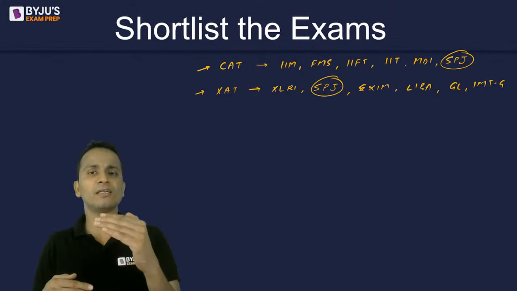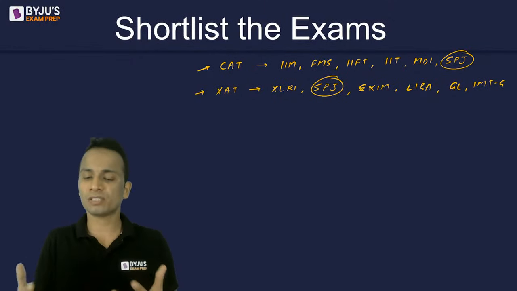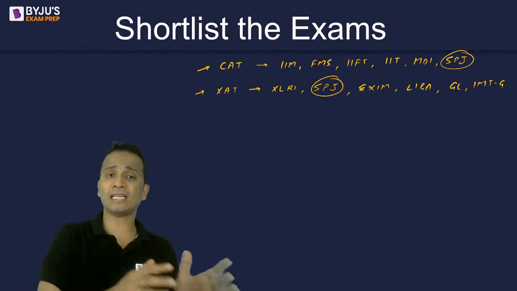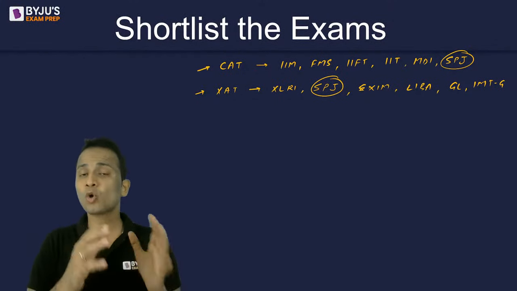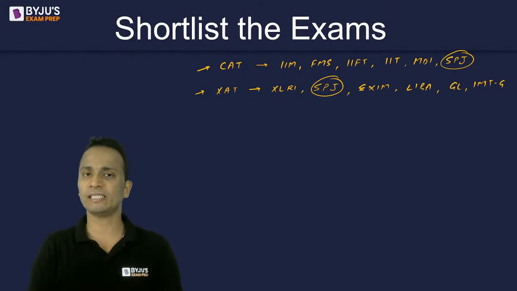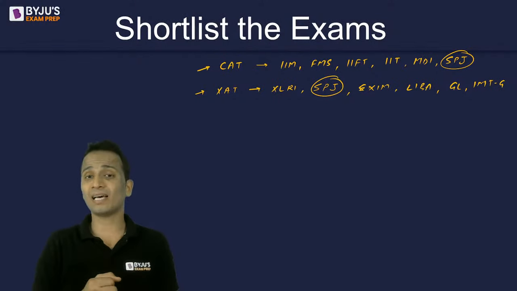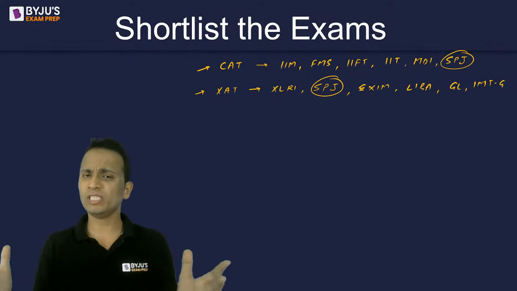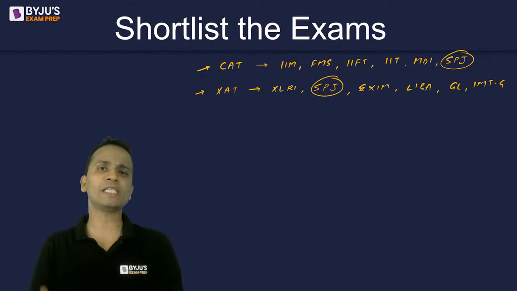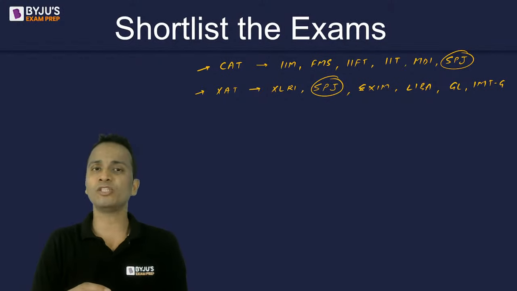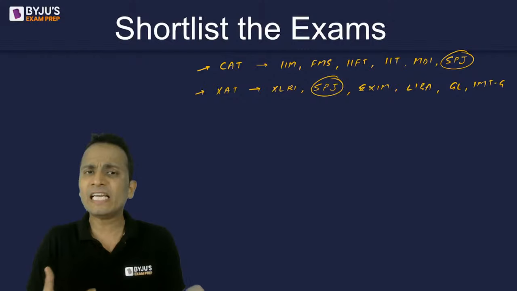So between CAT and XAT there might be some overlap of colleges, but I can say that XAT is the next big examination after CAT. Why am I calling these two examinations big? Because number one, the quality of colleges under these examinations: IIMs, XLRI, SPJain. These are big names. Number two is the quantity of colleges. So these two examinations increase your chances of getting admission in one of the top B schools in the country.